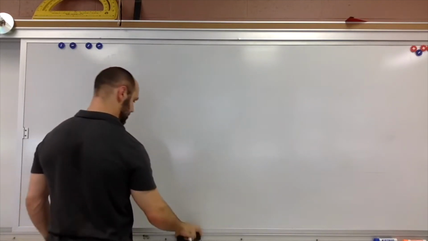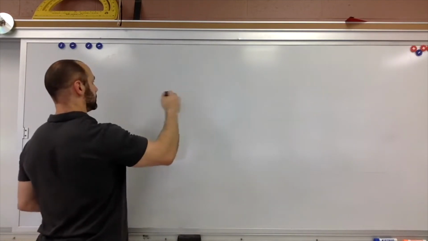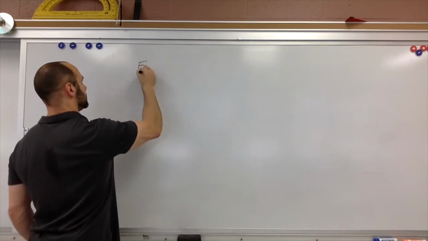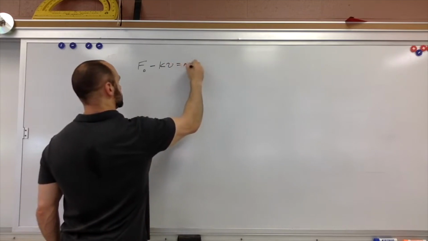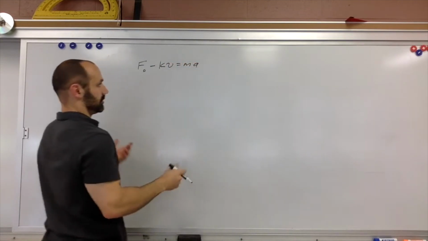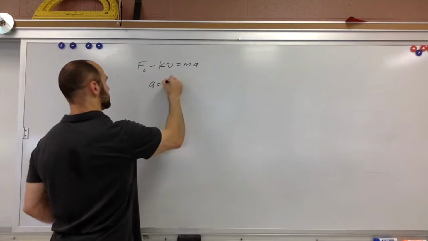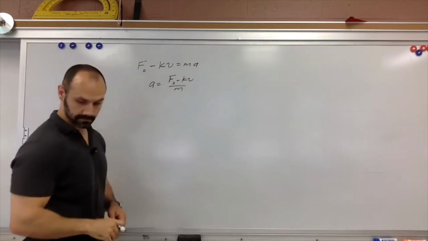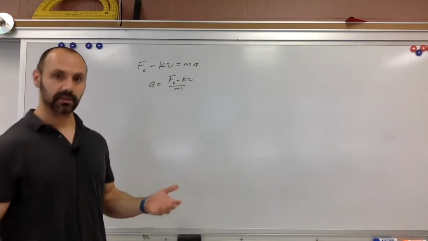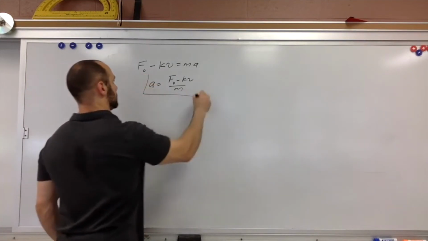So the change in acceleration is in the other direction. But this is speeding up, so it's in the direction of F naught. So I'm going to do F naught minus kV equals ma. So I want to find the acceleration. Well, the acceleration is F naught minus kV over m. And that's it. That's all we have to do.